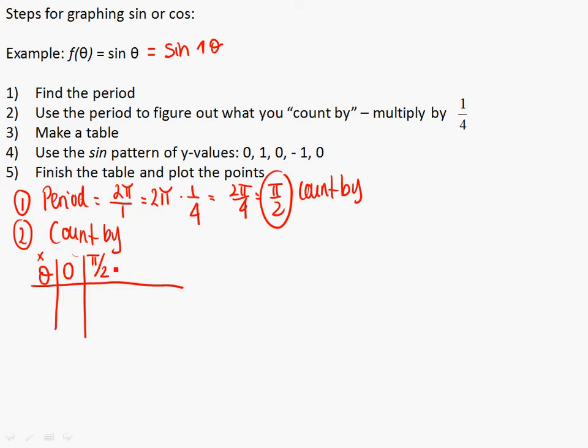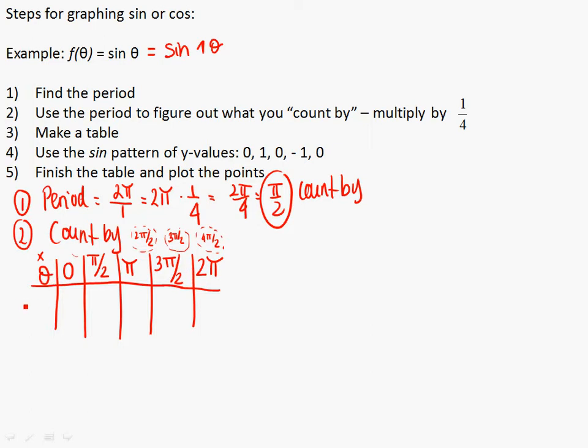Okay, so 0 plus pi over 2 is 1 pi over 2. Plus pi over 2 is 2 pi over 2, which is pi. Plus pi over 2 is 3 pi over 2, which does not reduce. That's 3 pi over 2. Plus pi over 2, which is 4 pi over 2, which is 2 pi. Now, I usually don't write these, but I'm trying to show you, why do I not have 2 pi over 2 here? Because it reduces. Why do I not have 4 pi over 2? It's because it reduces.